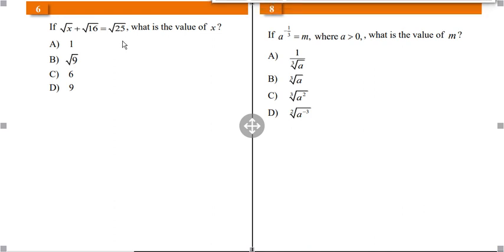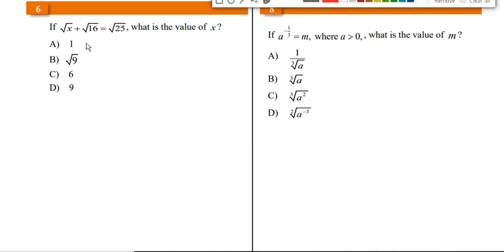In today's video I'm gonna solve these two questions. So let's just solve question 6 first. Here we are given: if root x plus root 16 equals root 25, what's the value of x? We are given an equation and we need to find the value of x.